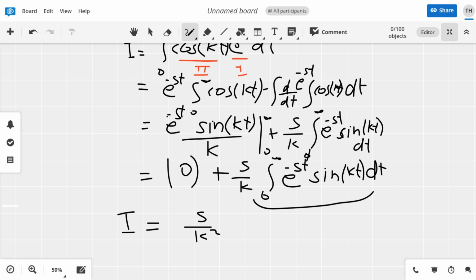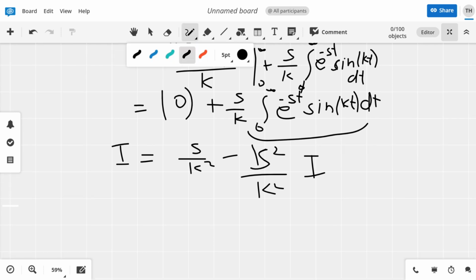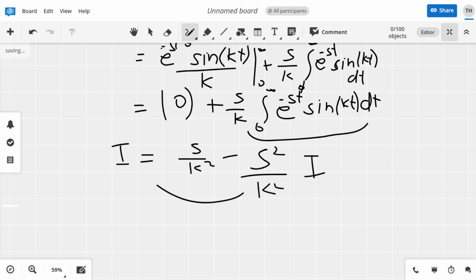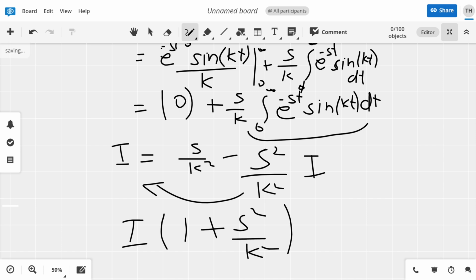s over k square minus s square divided by k square times I. So you can take this term to the left hand side of the equation and take out I common: 1 plus s square over k square is equal to s over k square.